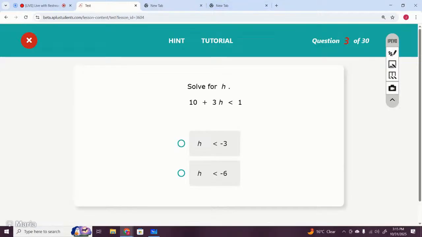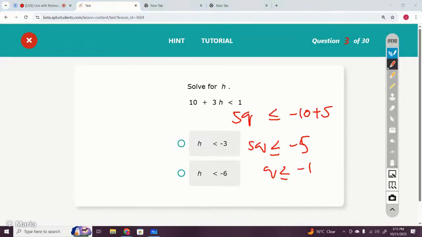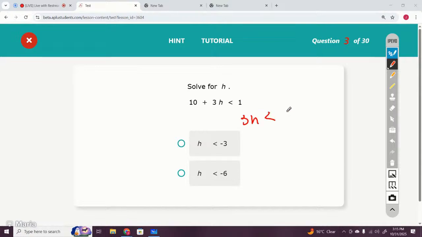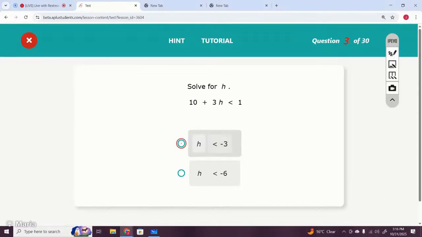Solve for h. 10 plus 3h is less than 1. So 3h is less than negative 9. h is less than negative 3. Option number 1 is the correct option.